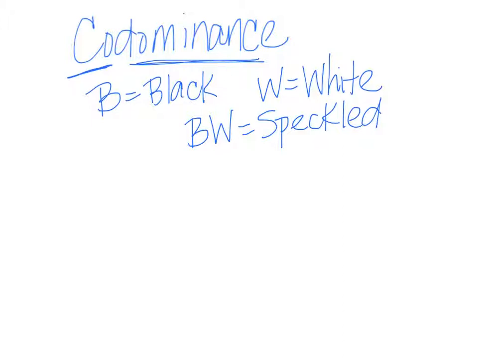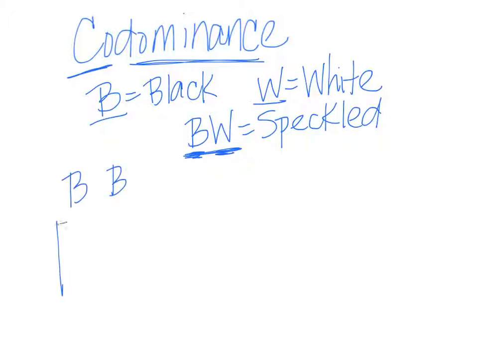And so we have dominant letters because both of them are going to be dominant together. The B is not going to dominate over the white, and the white doesn't dominate over the black. It's just if you have one of each, you're going to be both. So we just do our Punnett squares like normal.